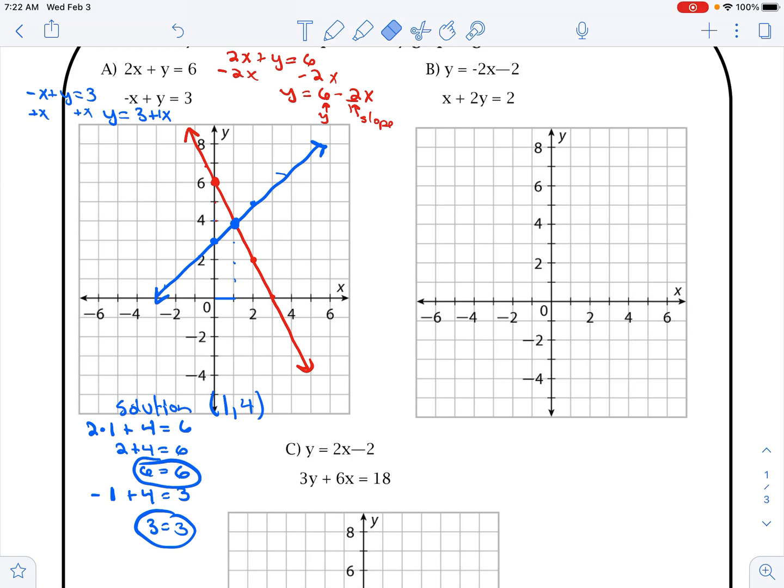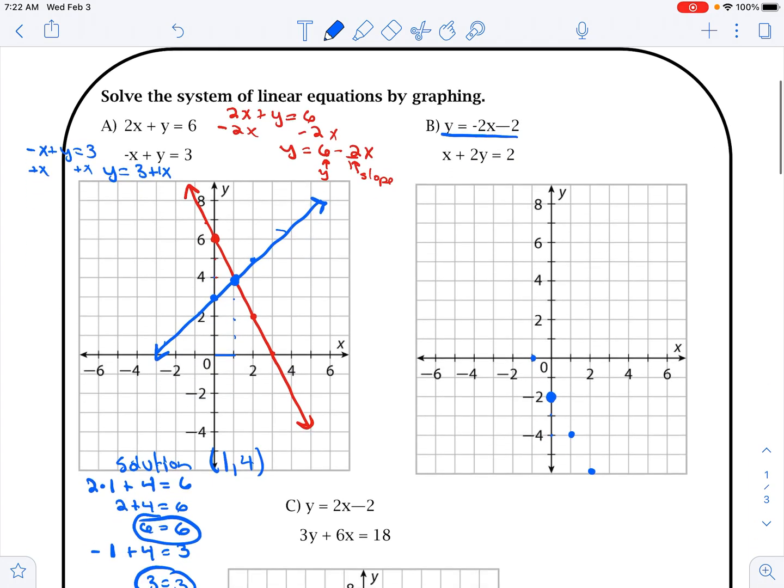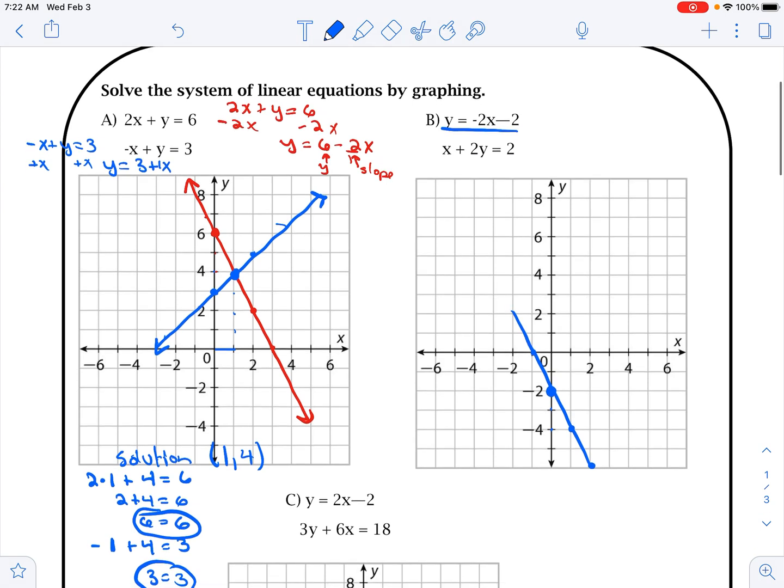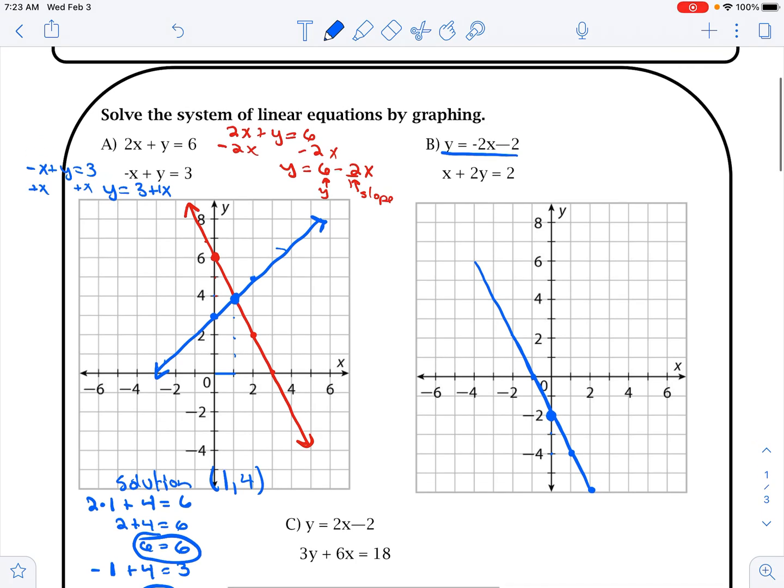Now I come over to this next one and graph it. I have negative 2 as my y-intercept. Then my slope is negative 2 over 1, so down 2, over 1. Down 2, over 1, and I could go the other way, up 2, and over 1. Again, I want to make sure this line is nice and long, because I'm not sure where it will cross.